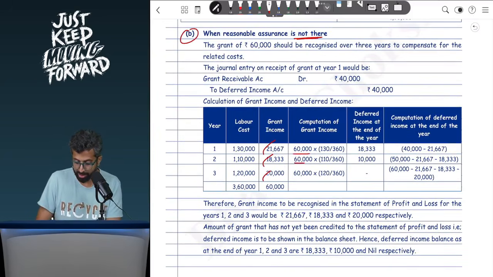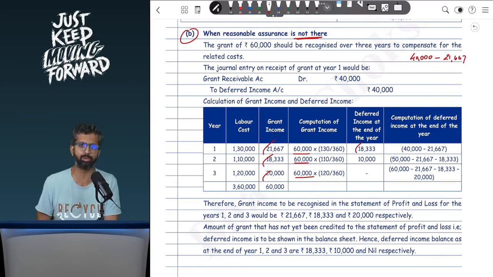This is based on 60,000. However, when you sit to calculate the deferred grant balance, in the first year you have received only 40,000. So out of the 40,000, let's say 21,667 is amortized, and hence 18,333 will be your deferred grant balance.